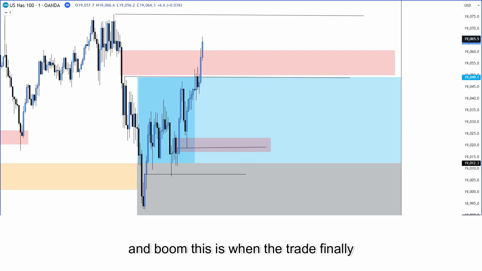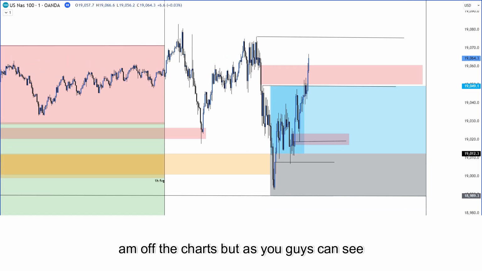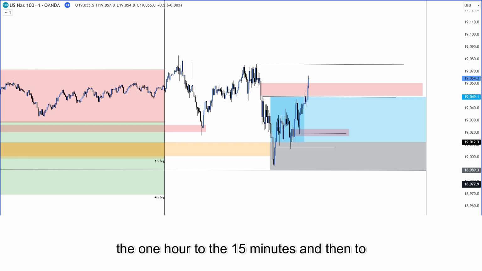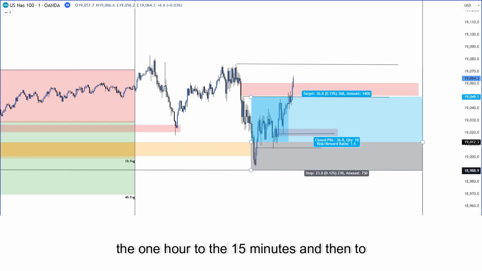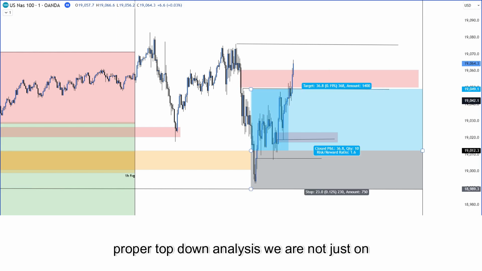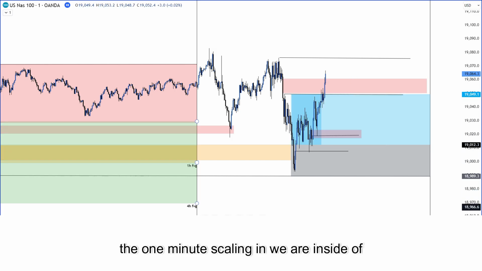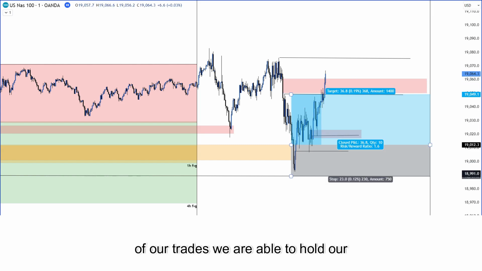And boom, this is when the trade finally completed, right? Finally completed right here. This is when I closed the trade out, and then I told the team that I am off the charts. But as you guys can see, we went from the 4-hour time frame to the 1 hour to the 15 minutes and then to the 1 minute time frame for us to execute this trade. This is what you call a proper top-down analysis. We are not just on the 1 minute scaling in, we are inside of higher time frame zones scaling in on the 1 minute. So we are more confident inside of our trades. We are able to hold our trades even longer, and we are more precise with our entries.